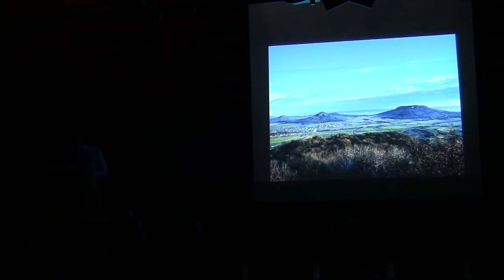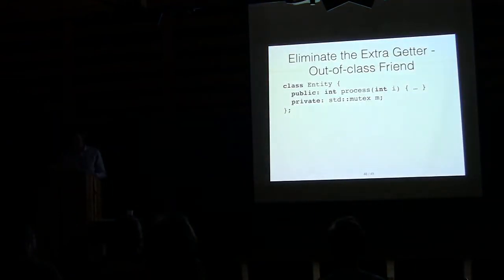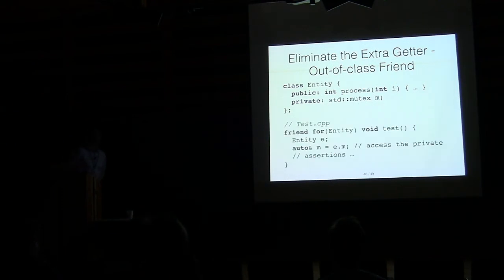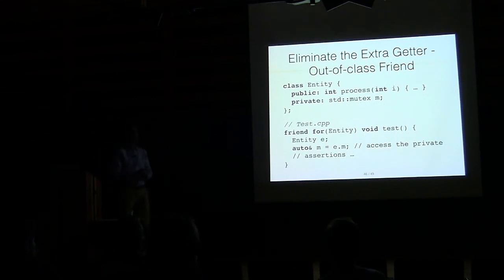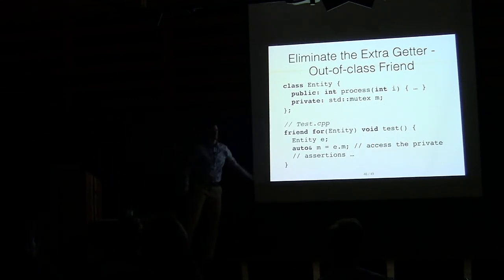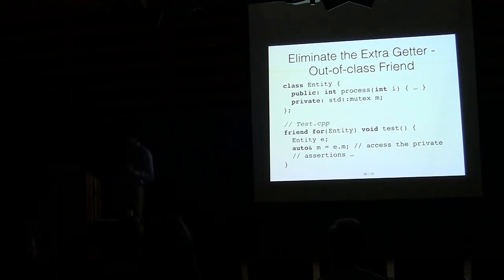So let's get to that. Imagine if we would do this. Instead of these tricks you have seen previously, this is of course not valid C++, but the idea is the key here. Why not have an out-of-class friend declaration with respect to tests? It would make life so much easier. You've seen previously the other methods are really cumbersome.